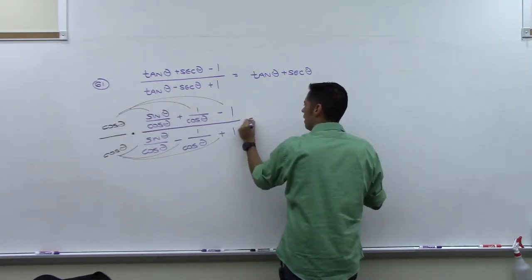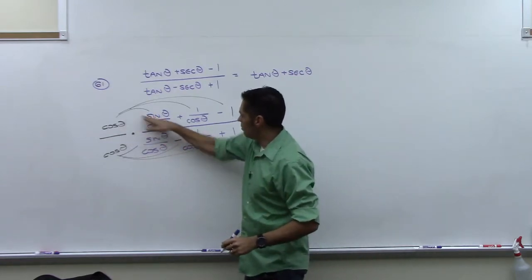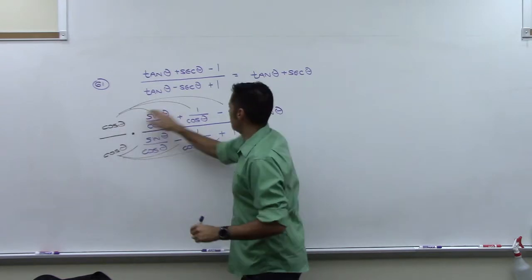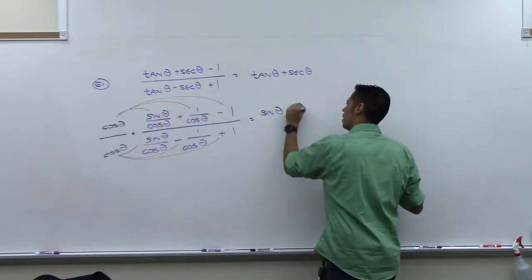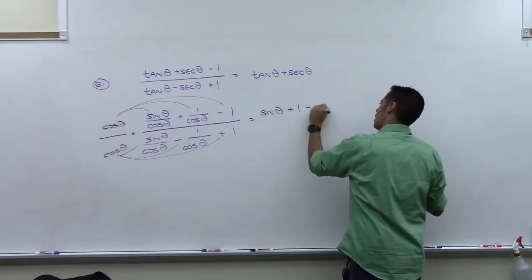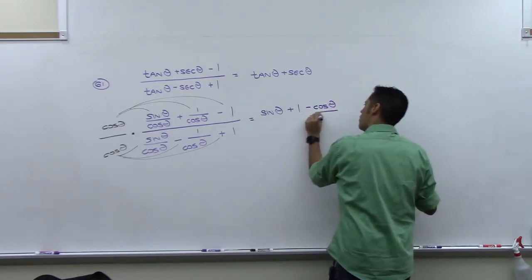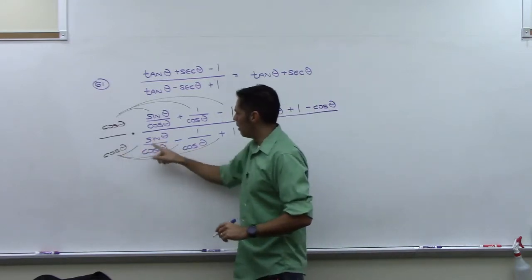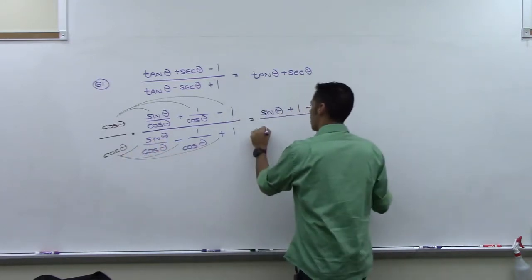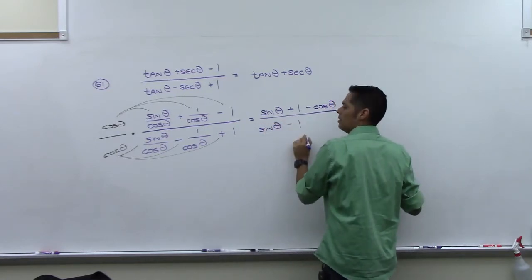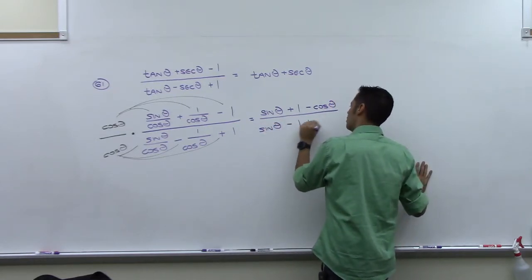So when I do that, here to here, the cosines cancel. All I get is sine theta. When I go here to here, all I get is 1, plus 1. And when I go here to here, I get minus cosine theta. Then over, now the bottom, same thing, the cosines cancel, so I get sine theta minus 1, and then plus cosine theta.